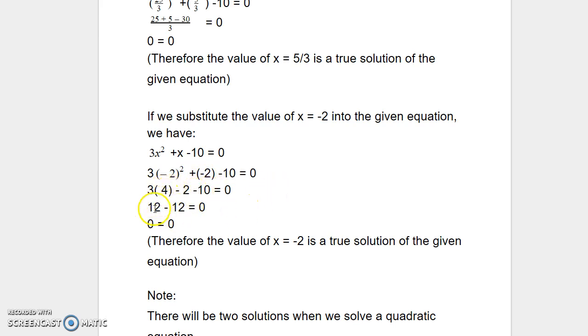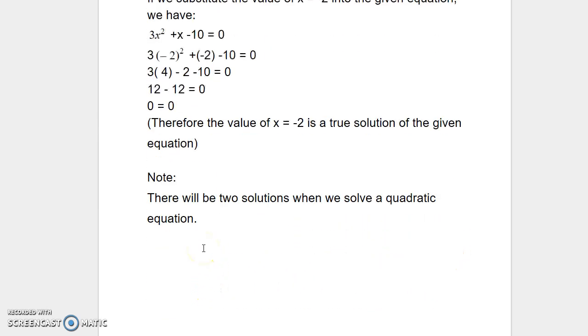3 times 4 is 12, minus 2, minus 10, that is equal to negative 12. Negative 12 plus 12 minus 12 is equal to 0. So therefore, the left-hand side is exactly equal to the right-hand side, and therefore, the value of x equals negative 2 is a true solution of the given equation.